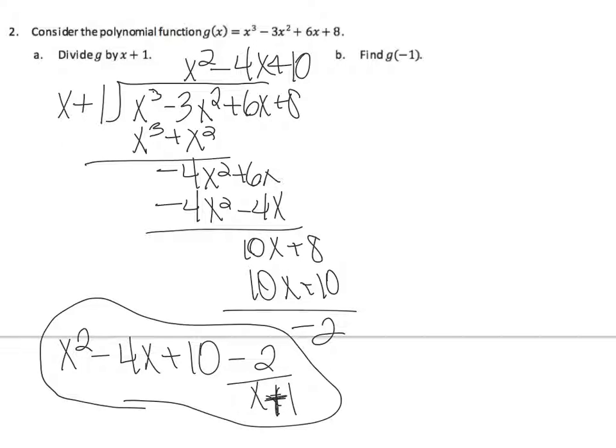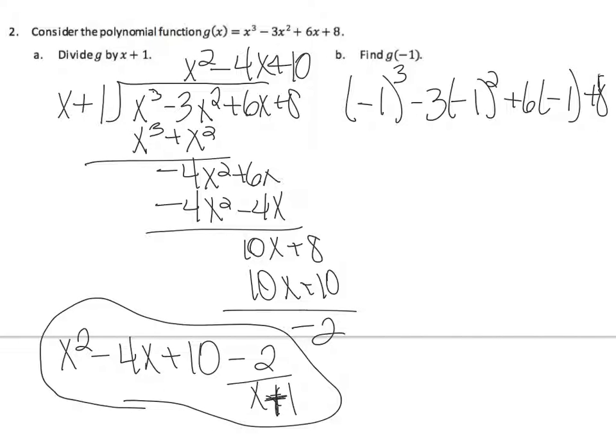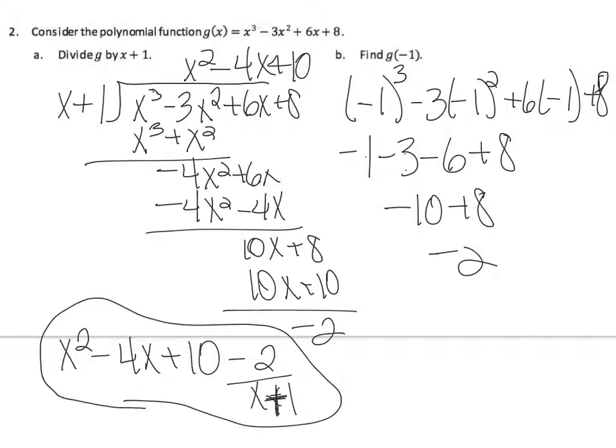Now I'm going to evaluate at negative 1. Negative 1 to the third power, minus 3 times negative 1 squared, plus 6 times negative 1 plus 8 gives me negative 1 minus 3 minus 6 plus 8. Negative 2. So pointing out a pattern.